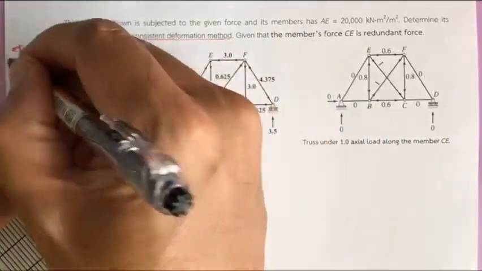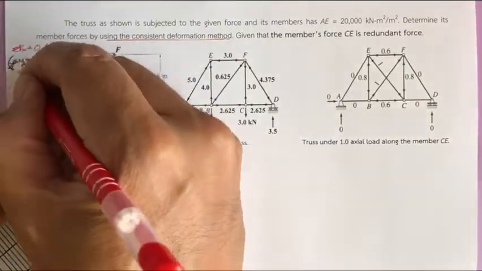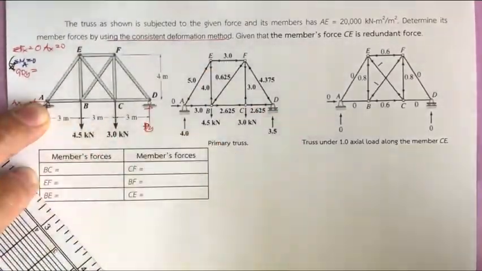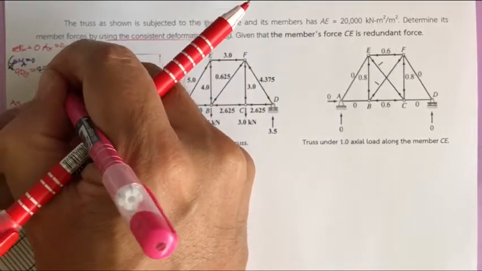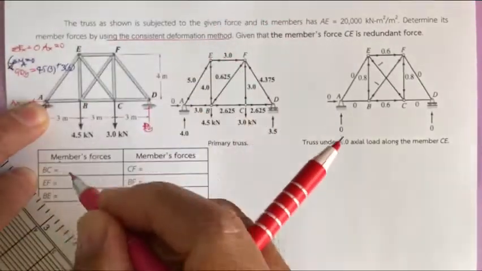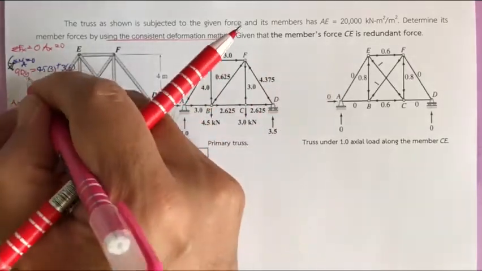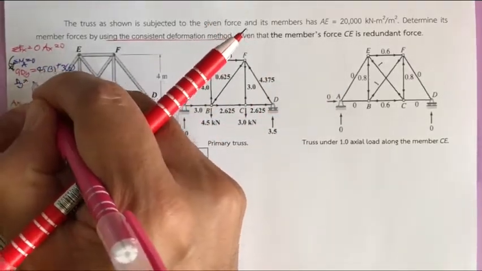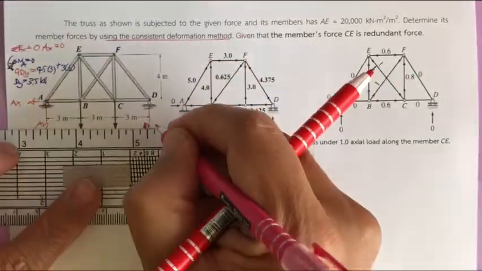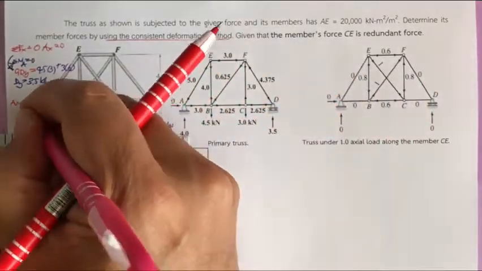This one, the D sub y, like this. So we have D sub y times 9 equal to 4.5 times 3, and then plus 3 times 6, and then you may determine this is 18. And then D sub y is going to be 3.5 kilonewton. So this can be 3.5 kilonewton, and this is 0 kilonewton.